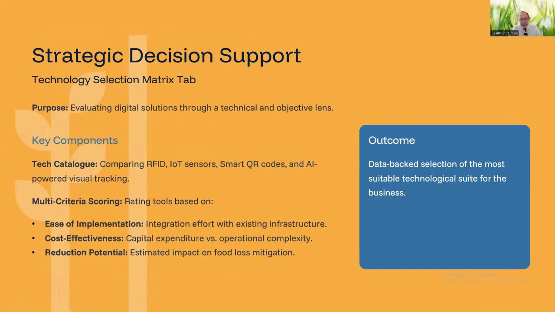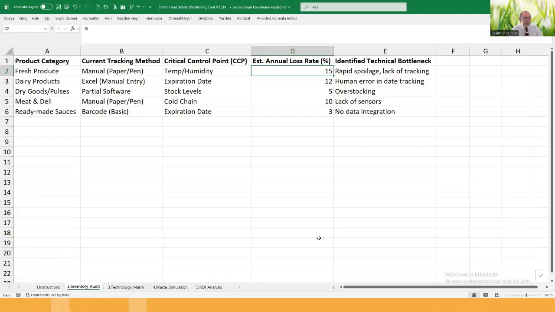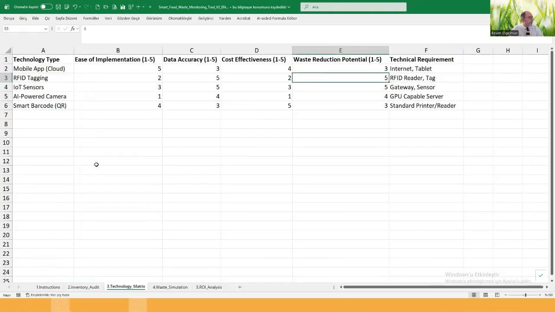In the third step, we are coming to the third step. Technology matrix: mobile apps, RFID tagging, health sensors, AI-powered cameras, smart barcodes, and etc.